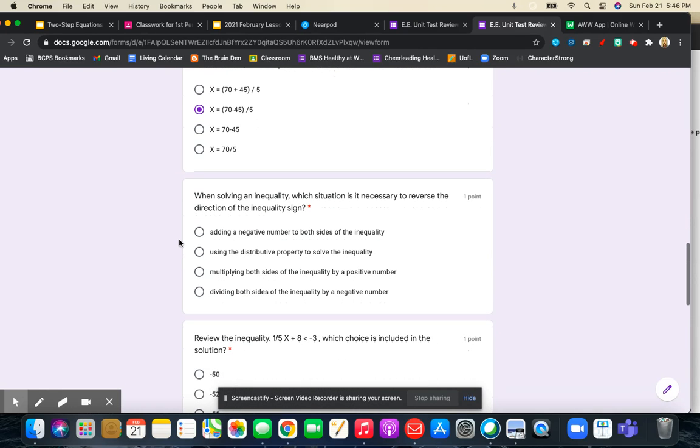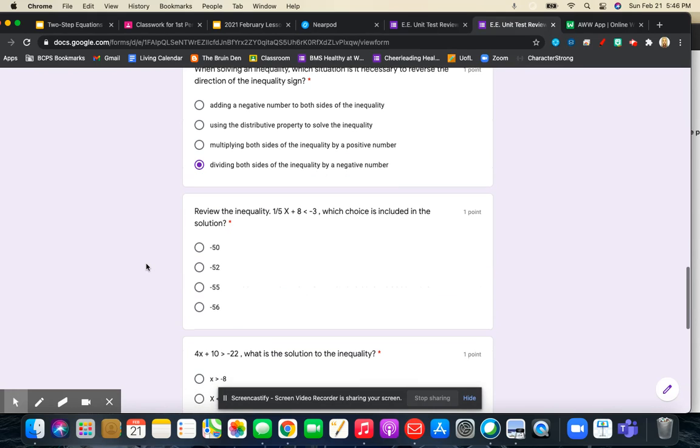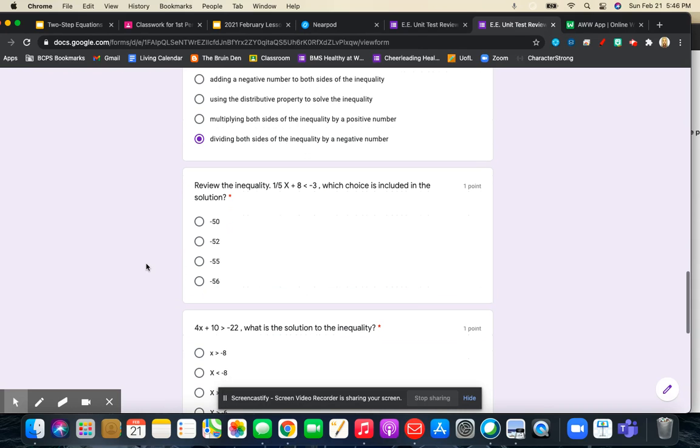All right. When solving an inequality, in which situation is it necessary to reverse the direction of an inequality sign? When we are multiplying or dividing by a negative number. No addition, no subtraction, anything else, anything positive is all good. When you multiply or divide by a negative, that is when you're going to switch your inequality symbol.